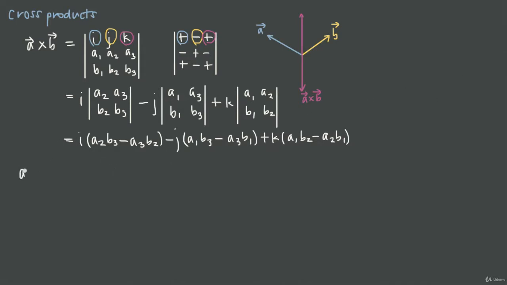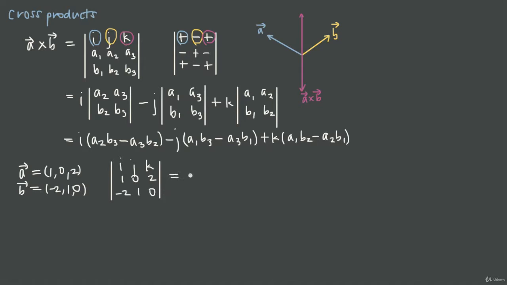Let's say that we have the vector a, and that vector is equal to 1, 0, 2, and then we have the vector b, and it's equal to, let's say, -2, 1, 0. If we plug that into a 3 by 3 determinant, we have i, j, k, then we have 1, 0, 2, and -2, 1, 0.